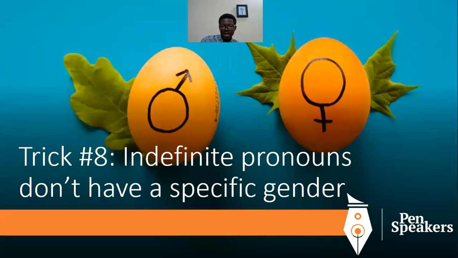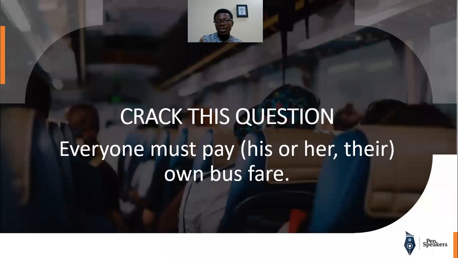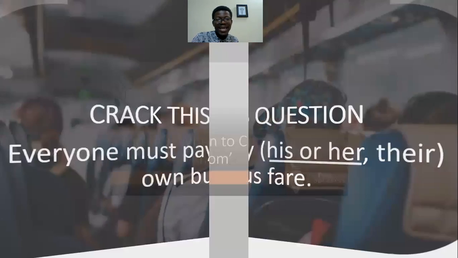Now, an indefinite pronoun doesn't have specific genders. You must be careful when you have an indefinite pronoun in a sentence, like everyone. In this particular case, we have everyone. Everyone is an indefinite pronoun. So it says everyone must pay. Everyone, are we saying male or female? We haven't specified exactly. So you simply play on the side of caution and say everyone must pay his or her own bus fare. You get the idea.